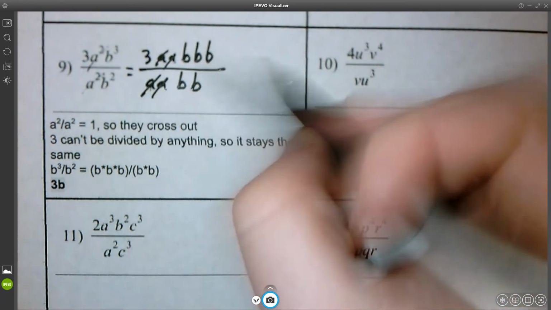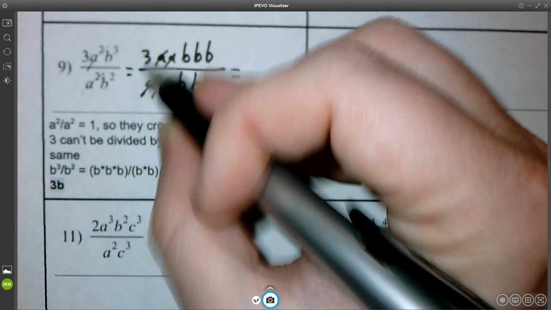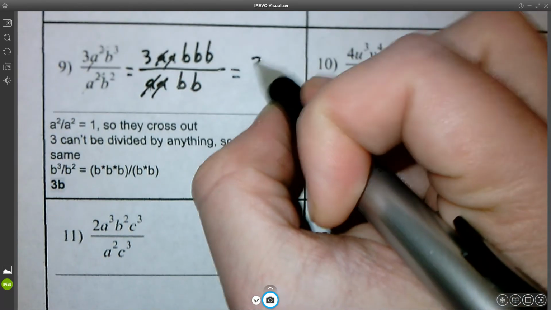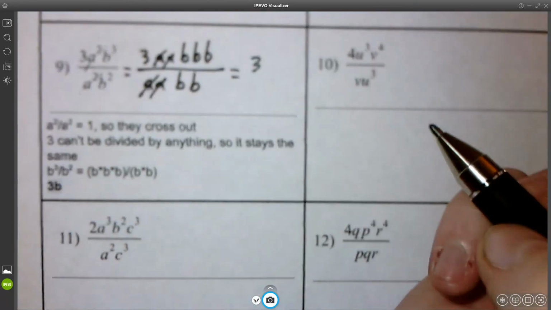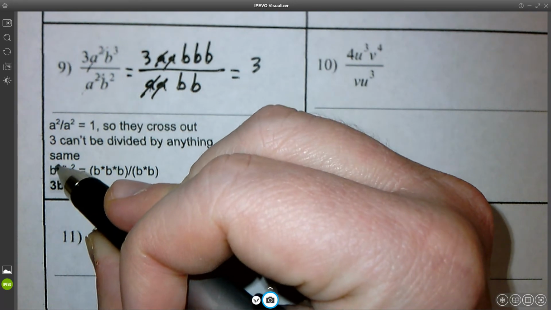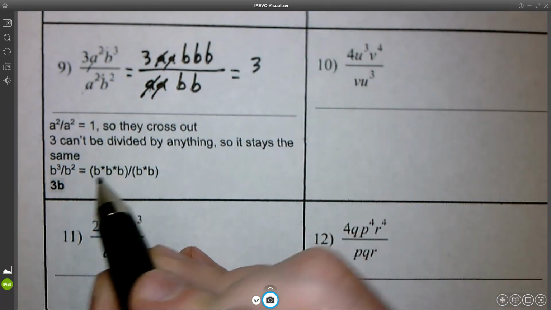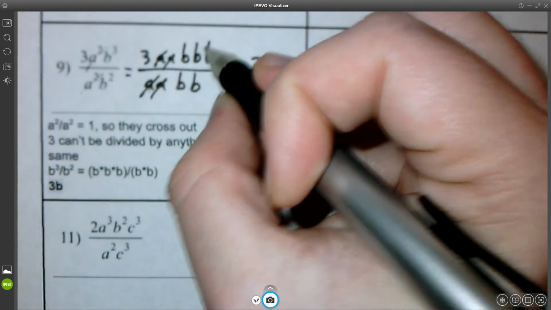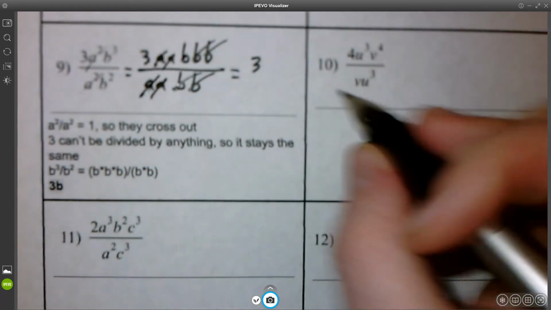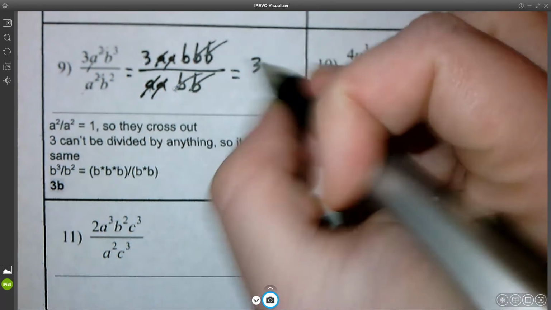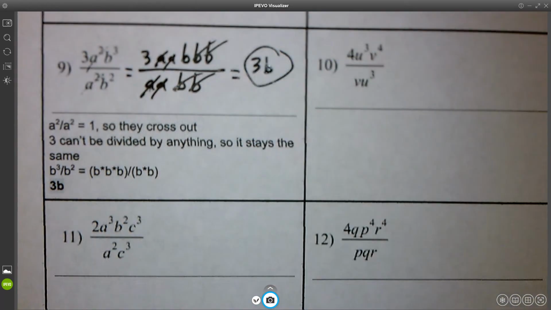Now, 3 can't be divided by b. There's no way to simplify the coefficient. So the 3 is going to be there. And now 3b, b to the third divided by b squared, just like I have here. And then you cross out 2 from the top, 2 from the bottom, and now we're left with a 3 and a b. So your answer is 3b. That's it.